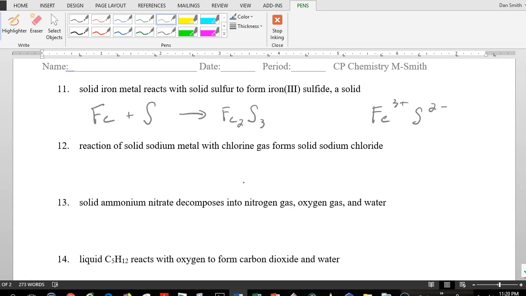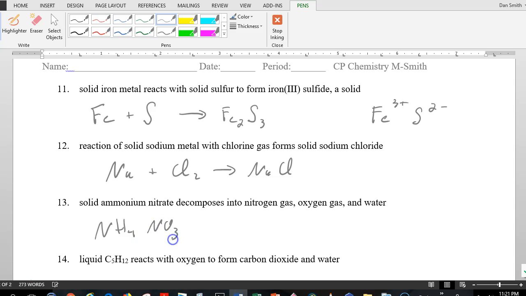Reaction of solid sodium metal. So here's sodium with chlorine gas, one of the diatomics, sodium chloride, NaCl. Ammonium, another one of the polyatomics, NH4, and then nitrates, ammonium nitrates. That comes from a pretty big crisscrossing that doesn't amount to much, but 1 plus, and 1 minus, and the ones we cancel out. So there's my ammonium nitrate. And this decomposes into a diatomic nitrogen, a diatomic oxygen, and water.